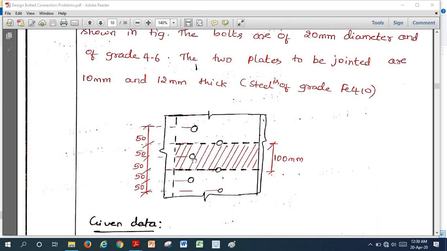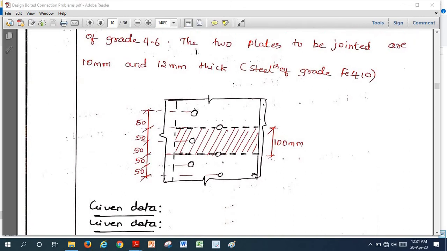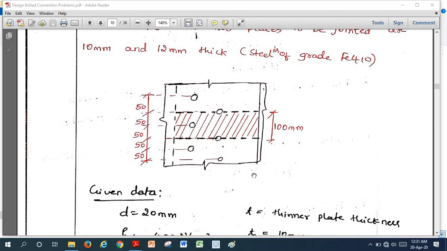Here this is the given staggered pitch. This length, from this bolt to this bolt, is 50 mm, whereas for two consecutive bolts in the same line, parallel to the force direction, we get 100 mm. So what is the pitch? 100 mm. The staggered pitch they gave is 50 mm. Here also there are cross sections, and we don't know the exact length of the joint, so we should calculate the efficiency per pitch length.